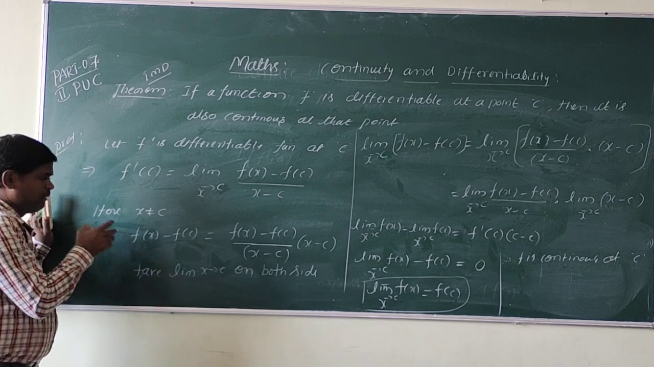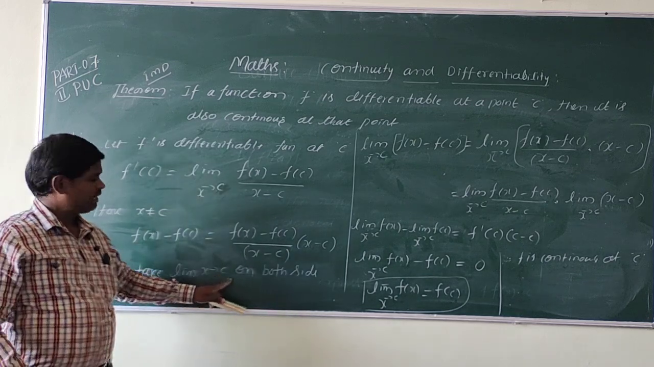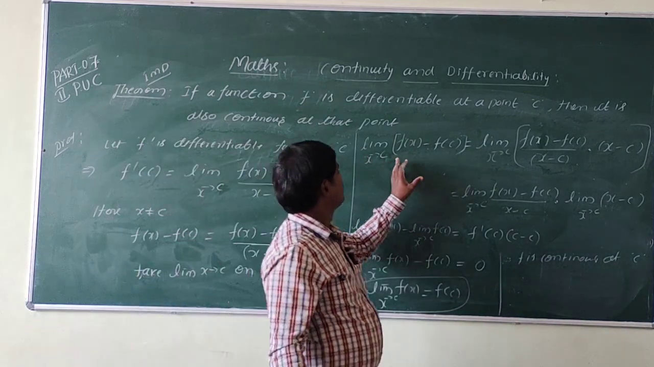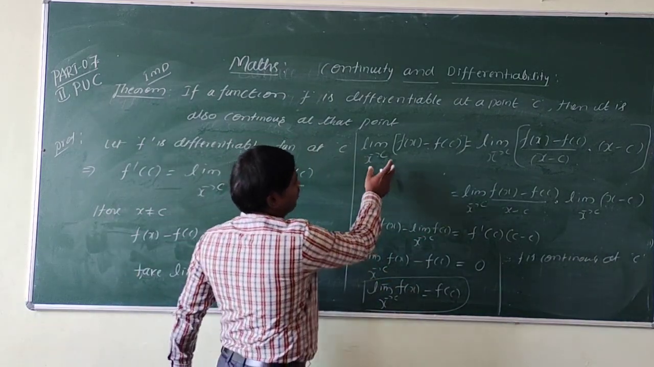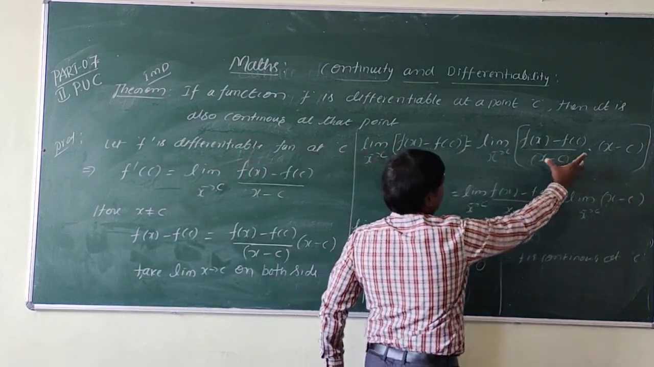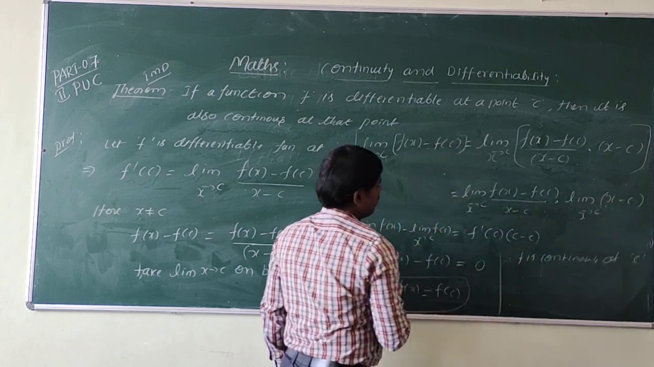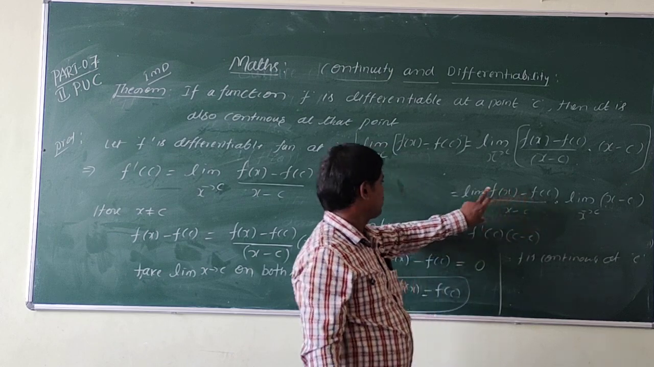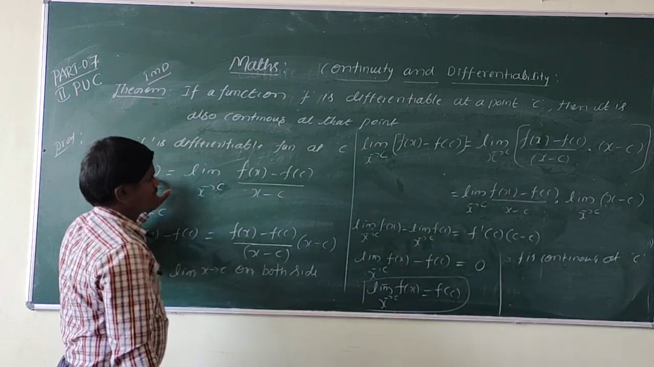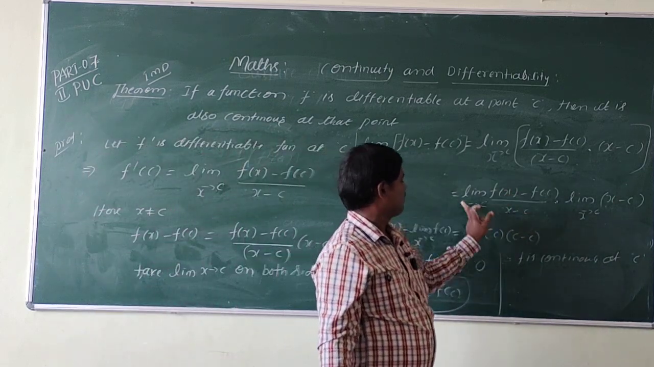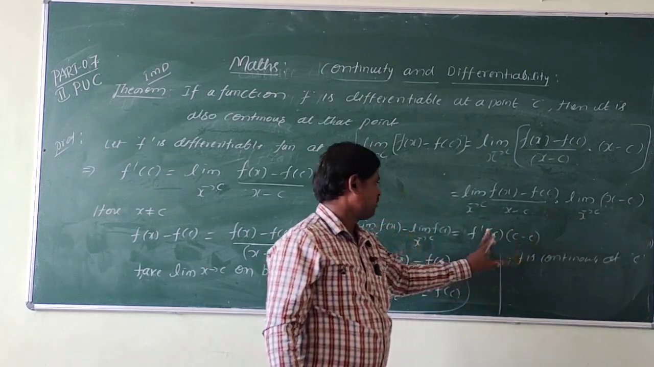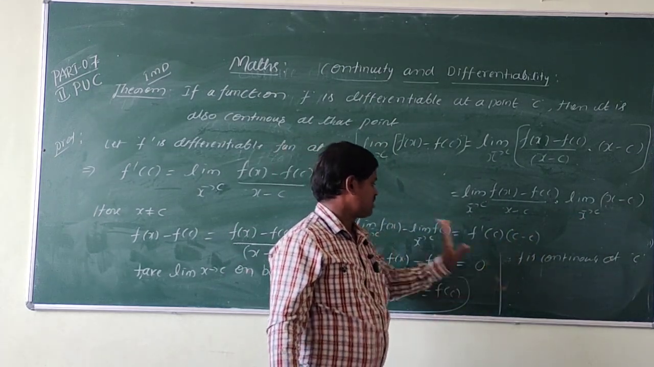Okay. So take the limit as x tends to c on both sides. With the properties of limits, I am going to split this, like this, and apply the limit here. This is the limit of what? By the definition of differentiability, this is f dash of c. So in place of this I am taking f dash of c, and I am applying the limit here. c minus c is the limit 0. So f dash of c into 0 is 0.